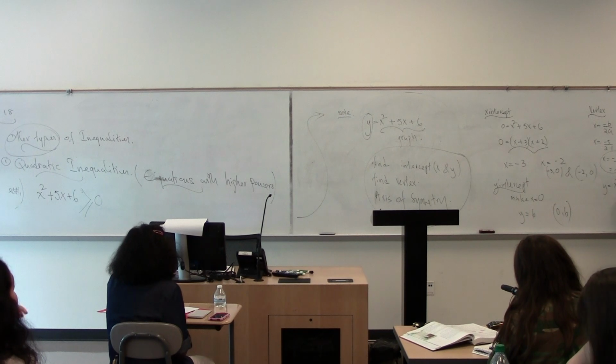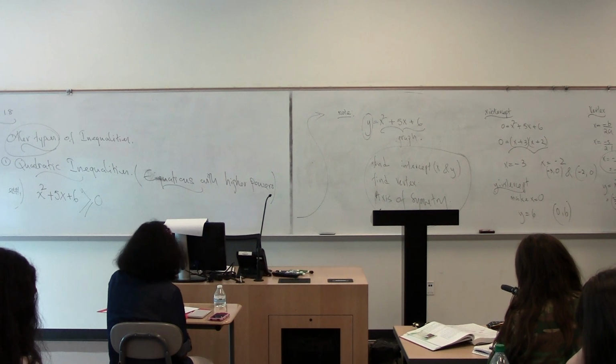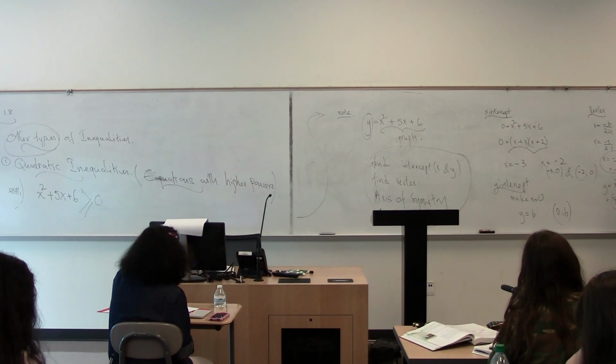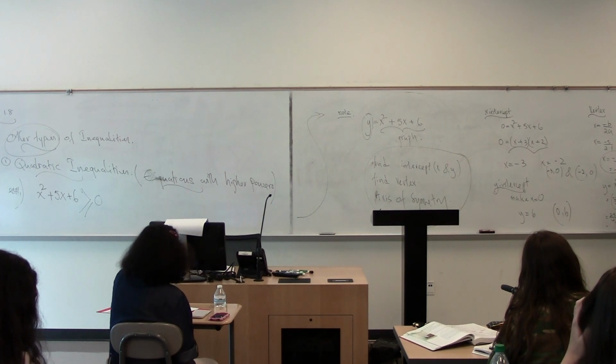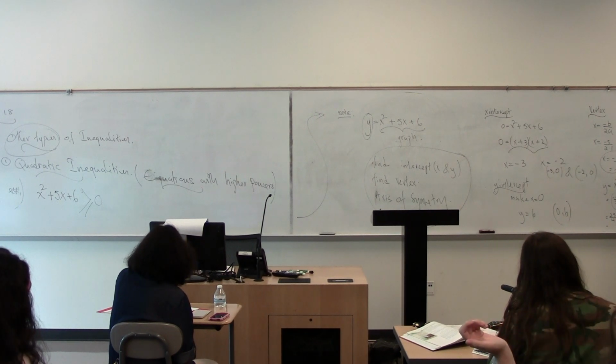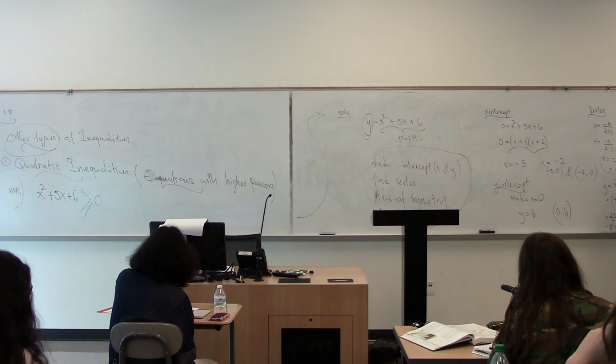x squared plus 5x plus 6. So we get negative 5 over 2, the whole thing squared, plus 5 times negative 5 over 2, plus 6. So this becomes 25 over 4, plus 25 over 2, plus 6. The common denominator is 4. So this is 25 over 4 plus 50.